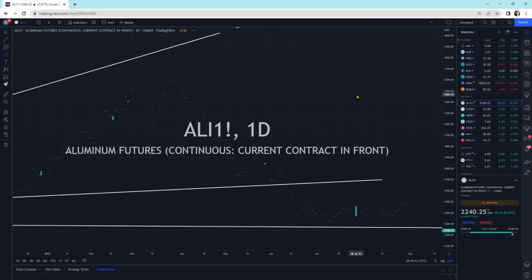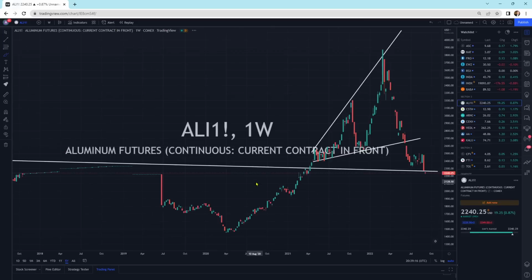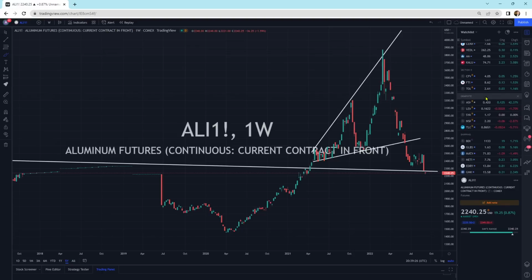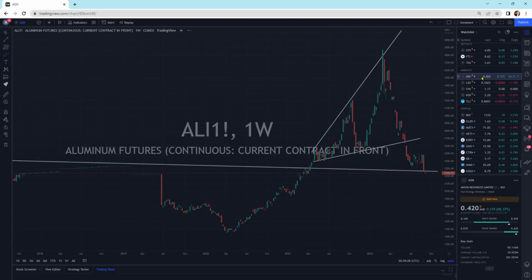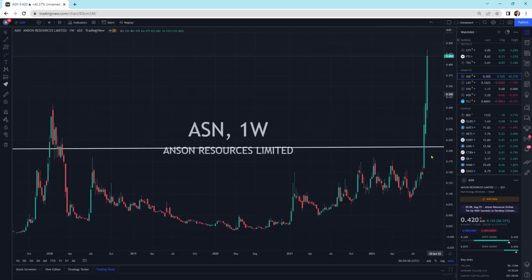Looking at aluminum. Aluminum is also at support, gaining a little bit of support right at it. I think there's some good opportunities there for aluminum. That's looking like it's starting to turn around. I like it there. Man, this thing has just been killing it. Look at that absolute busting move higher there.